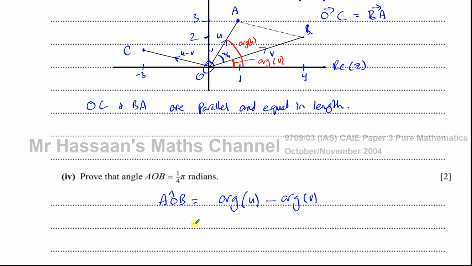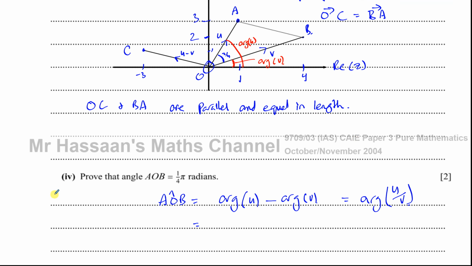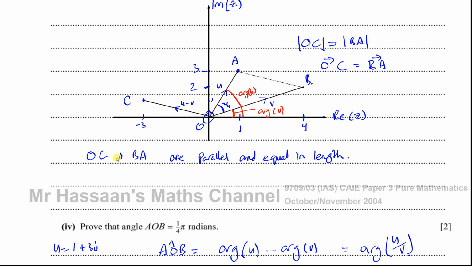And this, as we'll learn probably in some other videos, is the same as the argument of u over v, as we'll see. And we already found what u over v is, but we'll prove it from this. The argument of u, let's see, u is equal to 1 plus 3i, and v was equal to 4 plus 2i.